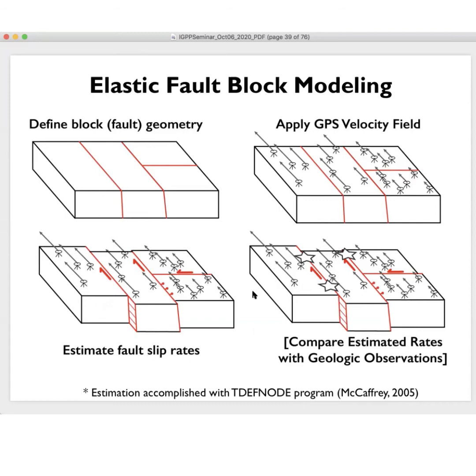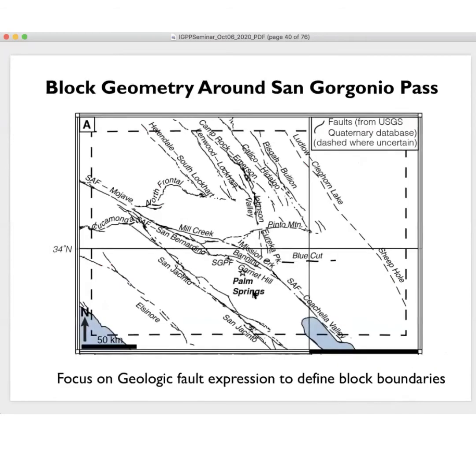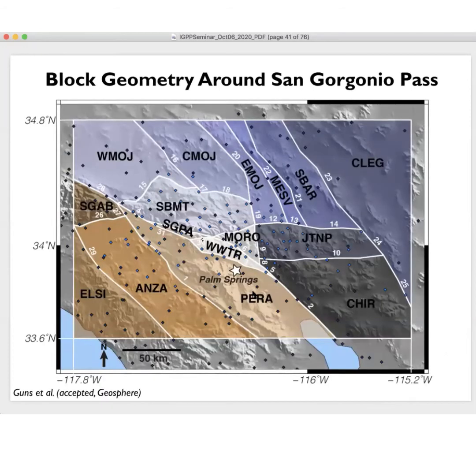And once we actually run that inversion, once the geodetic estimates are estimated, we compare them with geologic observations from the field. So I want to make it very clear that we're not including geologic constraints here. We're just comparing them after the fact. So like we talked about before, there's a lot going on here. And because of the sort of geologic complexity that's already well known, we decided to focus on geologic fault expression at the surface to build and define our block boundaries. So we convert this map here into the block geometry you see here.